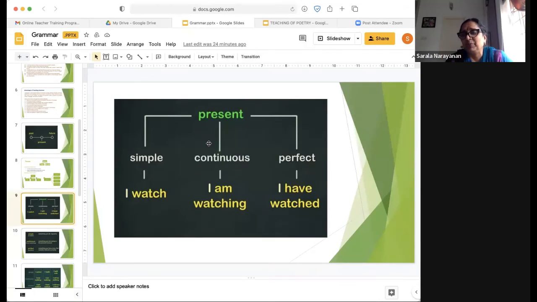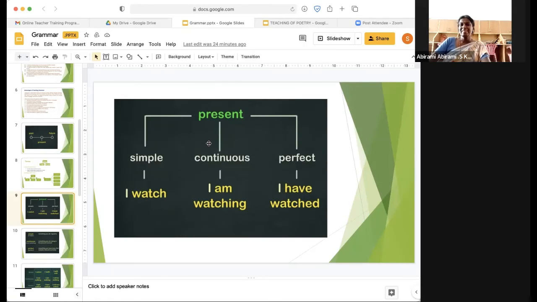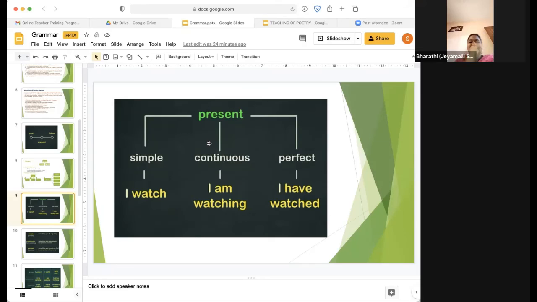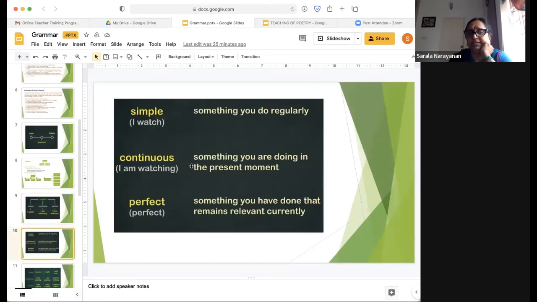Ma'am, in this, there is no present perfect continuous tense. Everything should be accepted; we have to be receptive. Even if the smallest child in the class points something out, we should understand, give it a thought, and accept it. Next time, we will go like this.